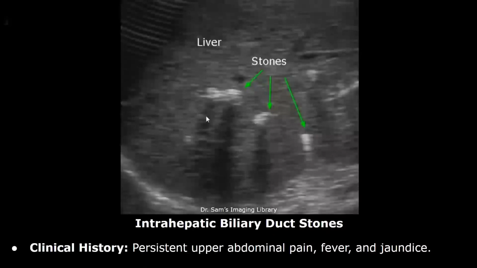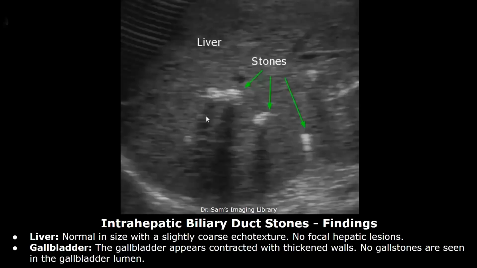Now we have a report of intrahepatic biliary duct stones. Clinical history: persistent upper abdominal pain, fever, and jaundice. The liver is normal in size with a slightly coarse echo texture. No focal hepatic lesions. The gallbladder appears contracted with thickened walls. No gallstones are seen in the gallbladder lumen.